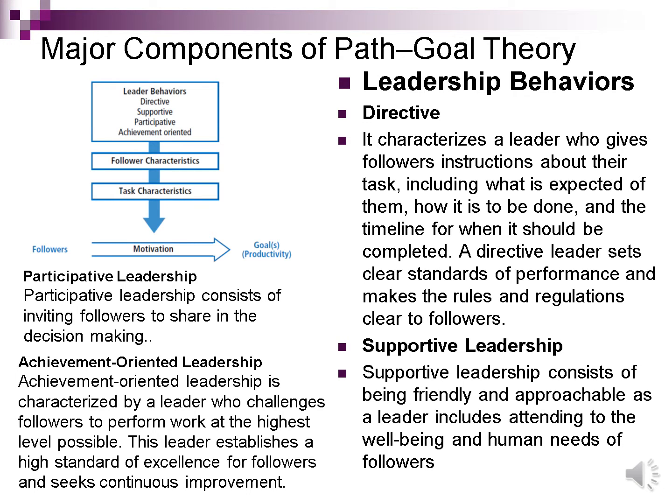instructions and orders are given to the followers from the top, and they are very clearly given the expectations, and how it is done, and in what timeline, and everything is given to them. In this directive leader, clear standards of performance make the rules and regulations clear to followers. So the rules, regulations, line of communication, line of command, and the expected outcomes are very clear to everybody.